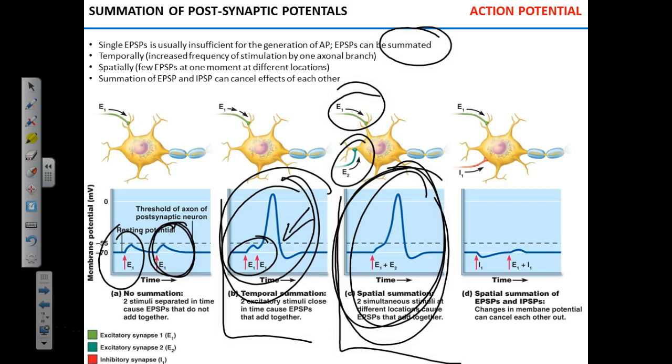So summation often happens, but it doesn't have to happen. Another thing that can happen on the postsynaptic neuron is the situation when you have inhibitory and excitatory postsynaptic potentials coming together. In this case, they may just cancel each other out. Does that make sense?